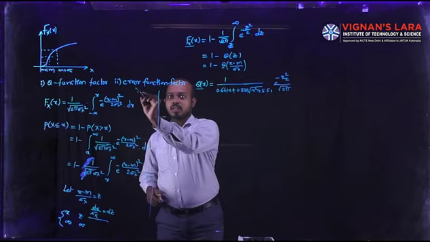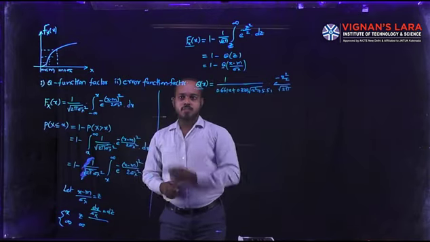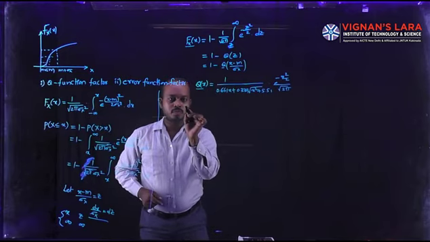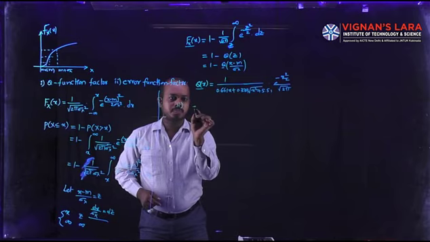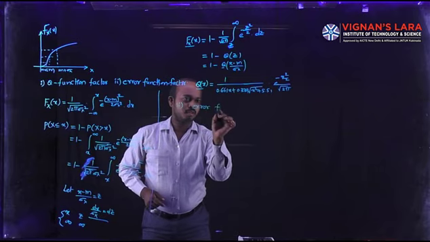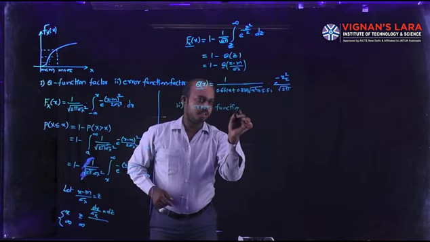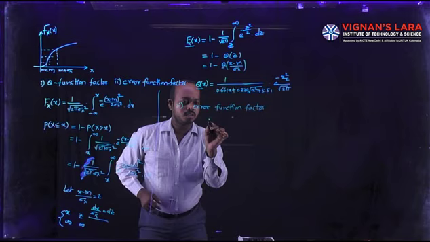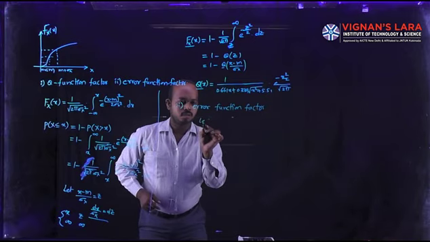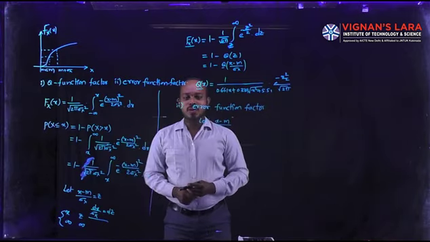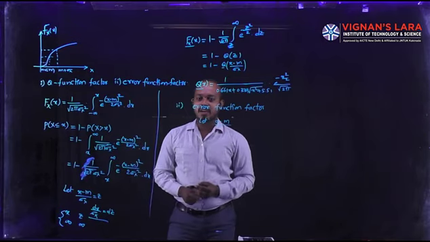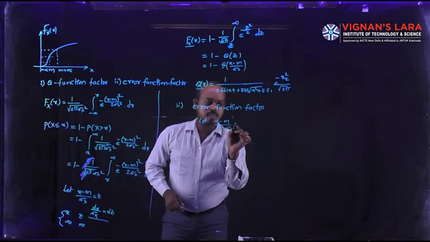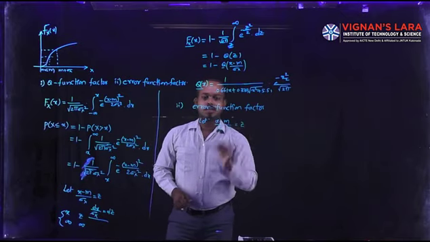The second factor is the error function factor. The error function factor is also similar to the Q function factor. The only change is the assumption. Consider the assumption that x minus m divided by square root of 2 sigma x is equal to z.